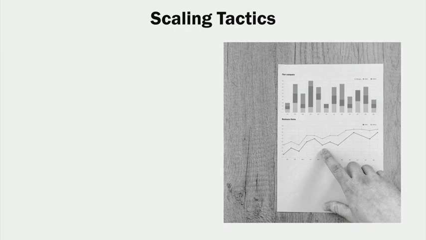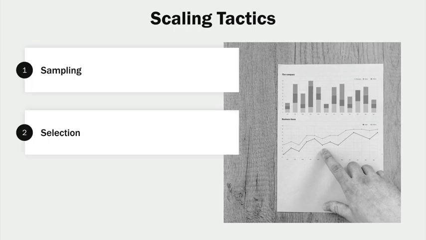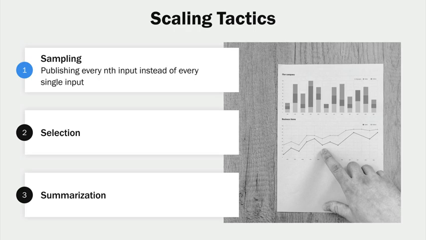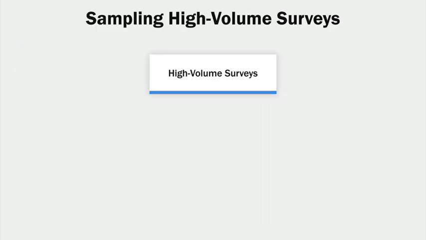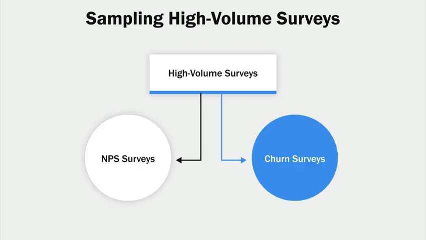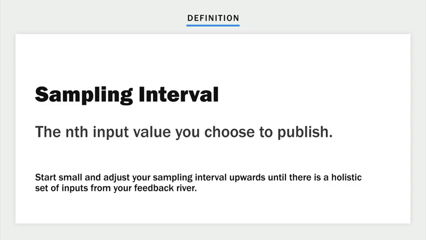To handle these scaling issues, there are 3 different types of scaling approaches you can take, depending on the data source: sampling, selection, and summarization. The first approach you can take is sampling. Sampling refers to when you publish every nth input instead of every single input. Sampling is most applicable to high-volume surveys. These would be your NPS surveys and your churn surveys. The N you choose is referred to as your sampling interval.